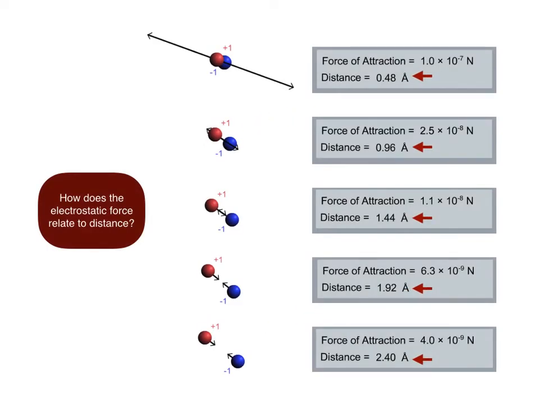However, we must also consider the aspect of distance. Note that if we keep the charges constant and change the distance between them, it is clear that the force between the charged particles is inversely proportional to the distance between the charged particles squared. So if we double the distance, the force between them is 1/4, or 1 over 2 squared. If we quadruple the distance, the force between them is 1 over 4 squared, or 1/16.